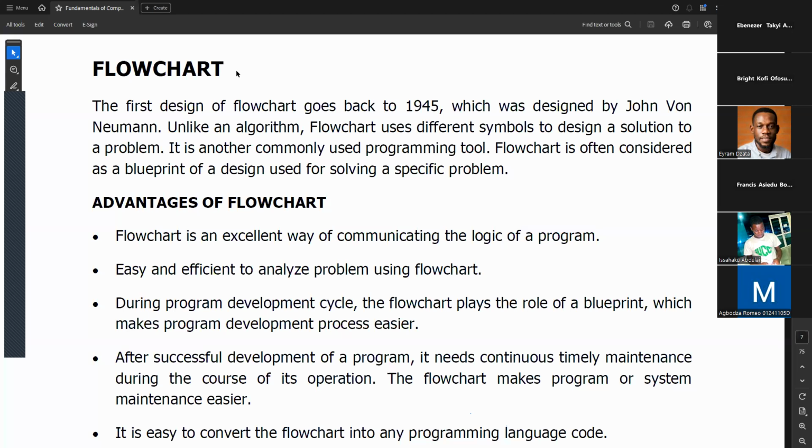So what is a flowchart? Now, a flowchart is made up of different symbols which are used to design a solution to a problem. Basically, we can say a flowchart is the diagrammatic representation of your algorithm. So given an algorithm to solve a problem, a flowchart is when you now come up with a diagram with symbols to show how your algorithm works.